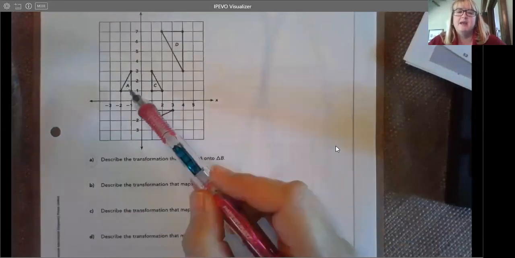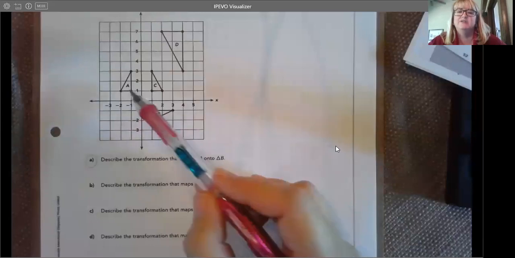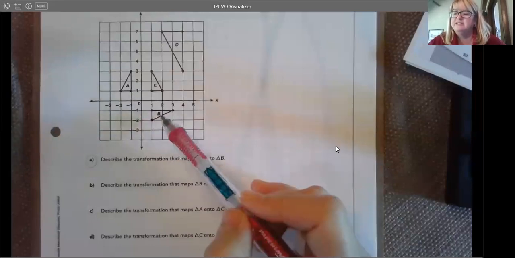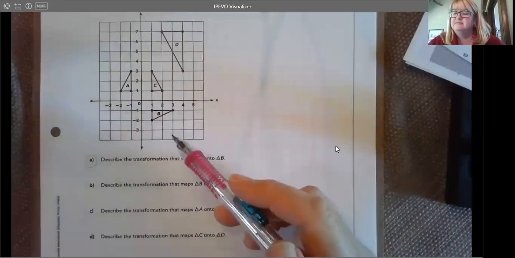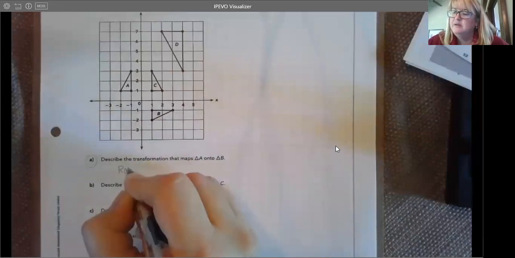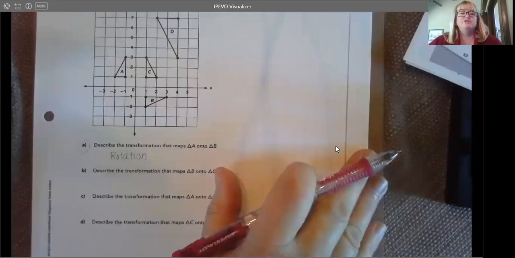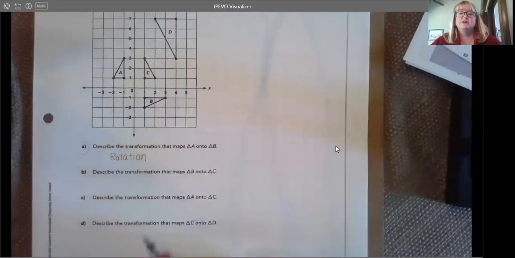So to get from A to B, is that a translation, rotation, reflection, or dilation? There is one transformation that will get it from here to here. And what is it? It is a rotation. It is a rotation. All right, I want you to try B, C, and D on your own.